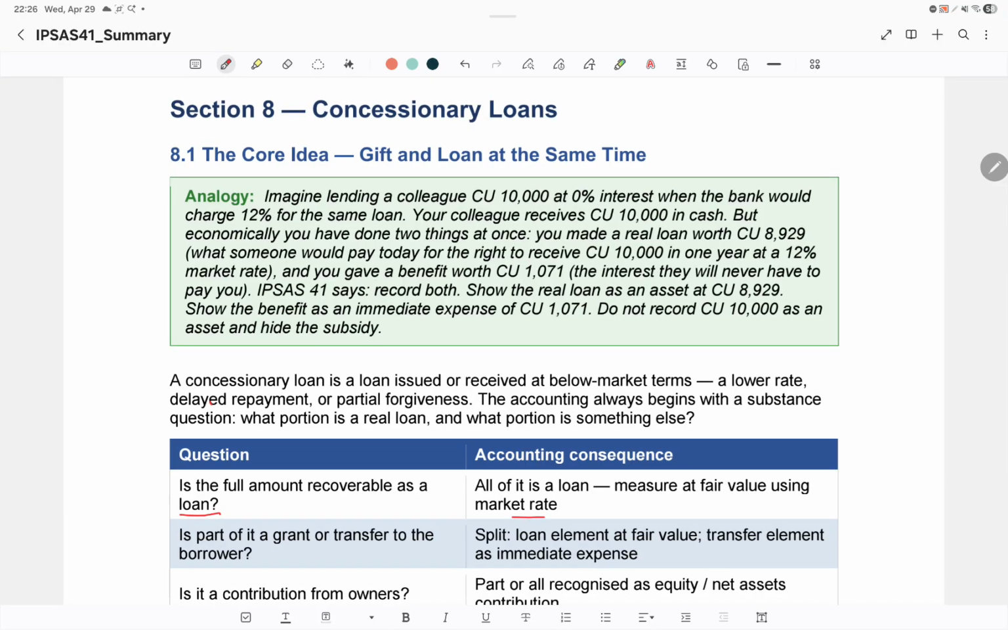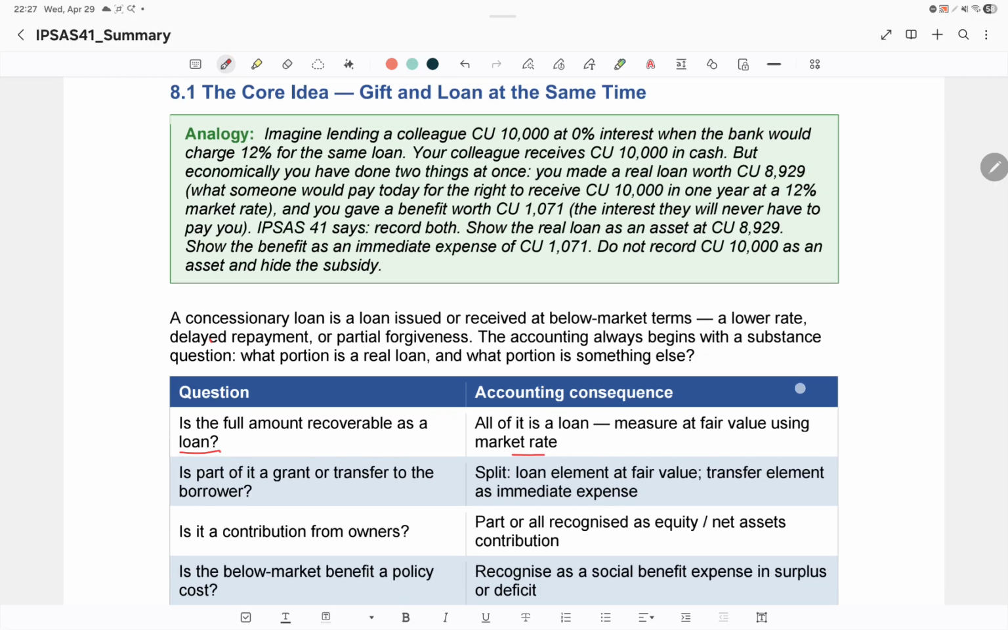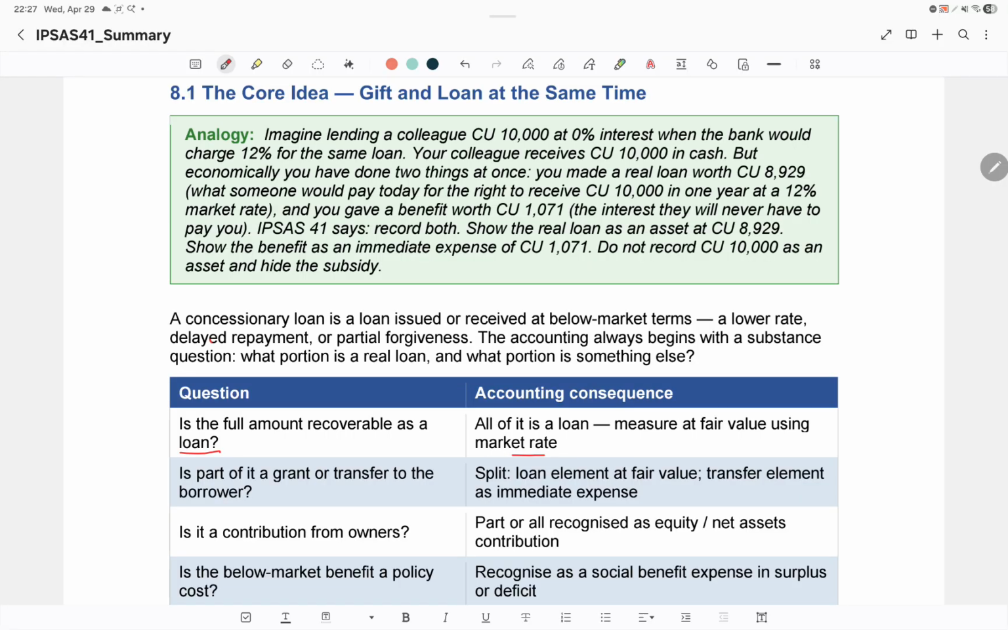So concessionary loans, this is the core idea: a gift and a loan at the same time. A concessionary loan is a loan issued or received at below market terms. Remember, there was a time I mentioned concessionary loans. It may involve a lower rate, delayed repayment, or partial forgiveness.